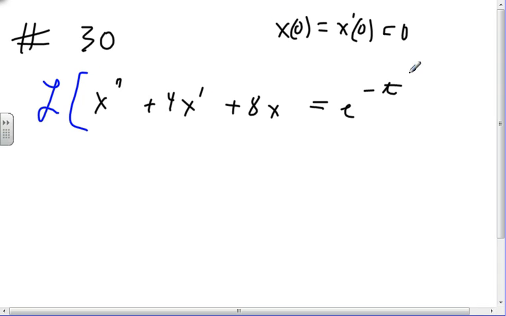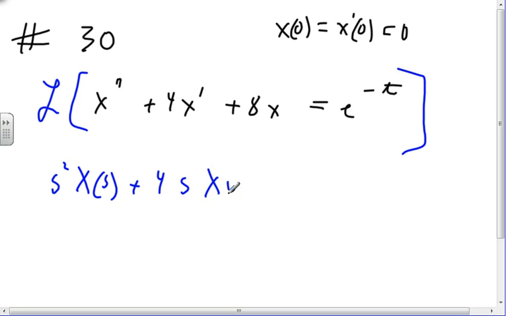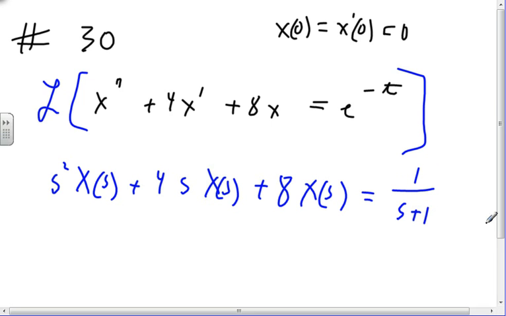Laplace transform of the whole thing. S squared X of s, 4s X of s, 8 X of s equals the transform of e to the minus t. Okay, that'd be 1 over s plus 1. I hope. Yeah, that's what it is.